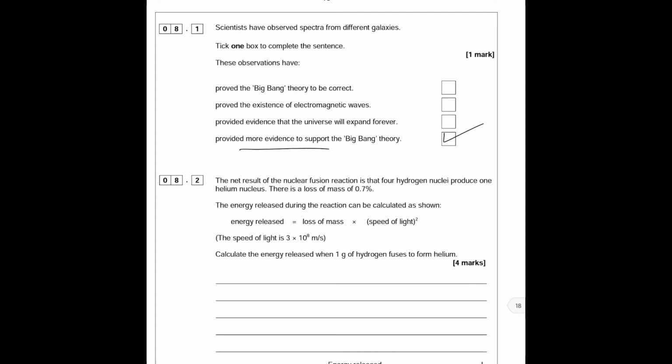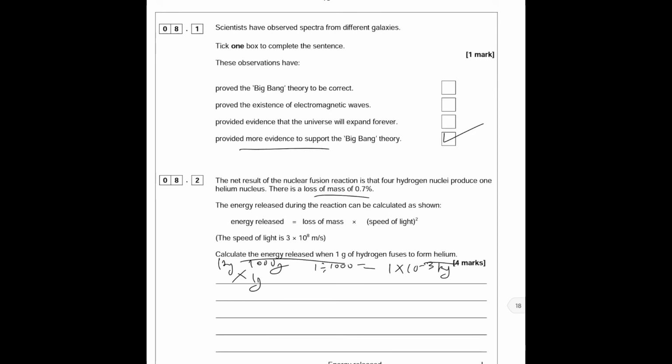Now, the net result of the nuclear fusion reaction shows that there's a loss of 0.7% mass, and the energy. They've given us a formula as well to calculate. So your first thing to do is to calculate the energy released when 1 gram of hydrogen fuses to form helium. 1 kg is equal to 1,000 grams. Because mass is in kilograms, you have to convert the grams to kilograms. So 1 divided by 1,000 should give us 1 times 10 raised to the power minus 3 kilograms.